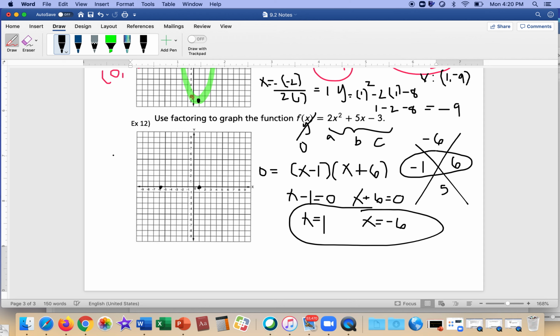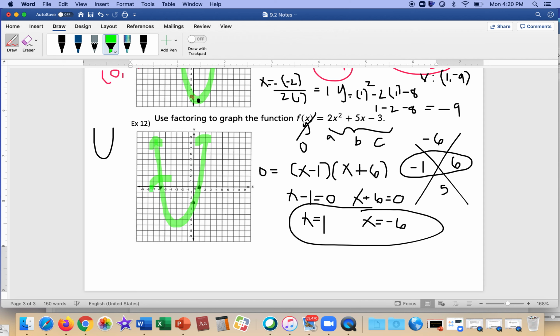And we know because a is positive, it's going to open up. We know that the y-intercept is at 0, c, or 0, -3. And that's all that it's asking for. It didn't ask us to find the vertex.